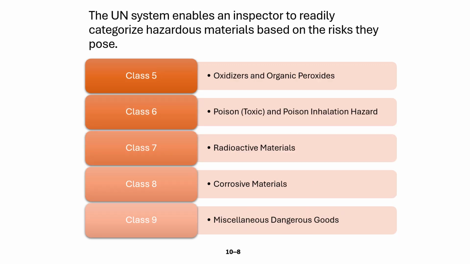To continue on, class 5 is oxidizers and organic peroxides. 6 is poison, which is toxic, and poison inhalation hazards. 7, radioactive material. 8, corrosive materials. And 9, miscellaneous dangerous goods.